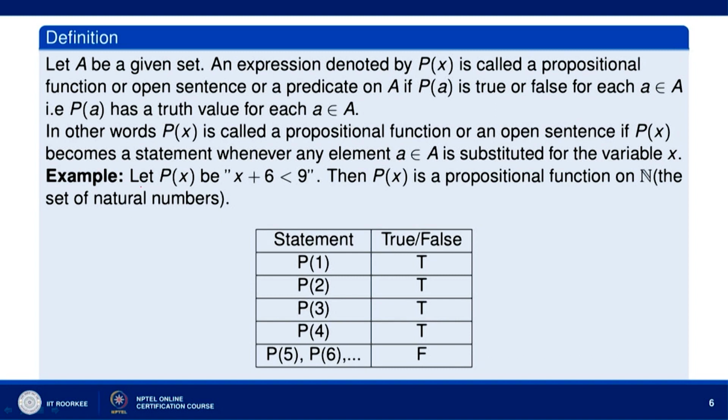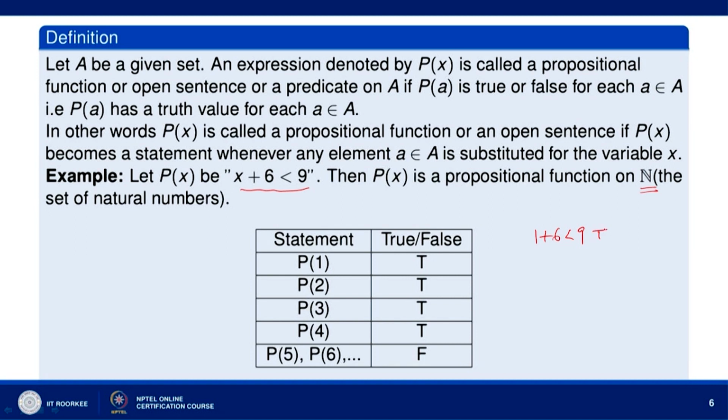For example, let p(x) be x plus 6 less than 9. Then p(x) is a propositional function on the set of all natural numbers. Let us see how it is a propositional function. When you take the natural number 1, then p(1) is 1 plus 6 less than 9, which is true.